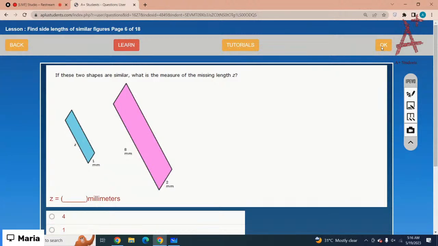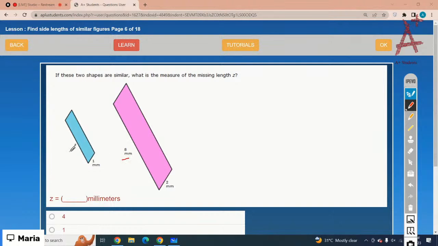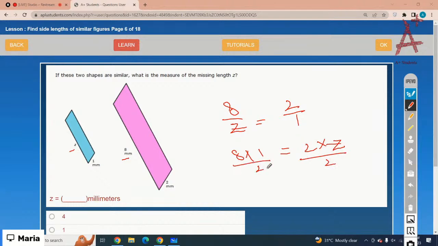Okay, the next one is if these two shapes are similar, what is the measure of missing length z? So here you have 8 over z and 2 over 1. Just do cross multiplication and divide both sides by 2. So it would be 8 over 2 equals z. So it would be 2 times 4 is 8. So z equals 4. The correct option is 4.